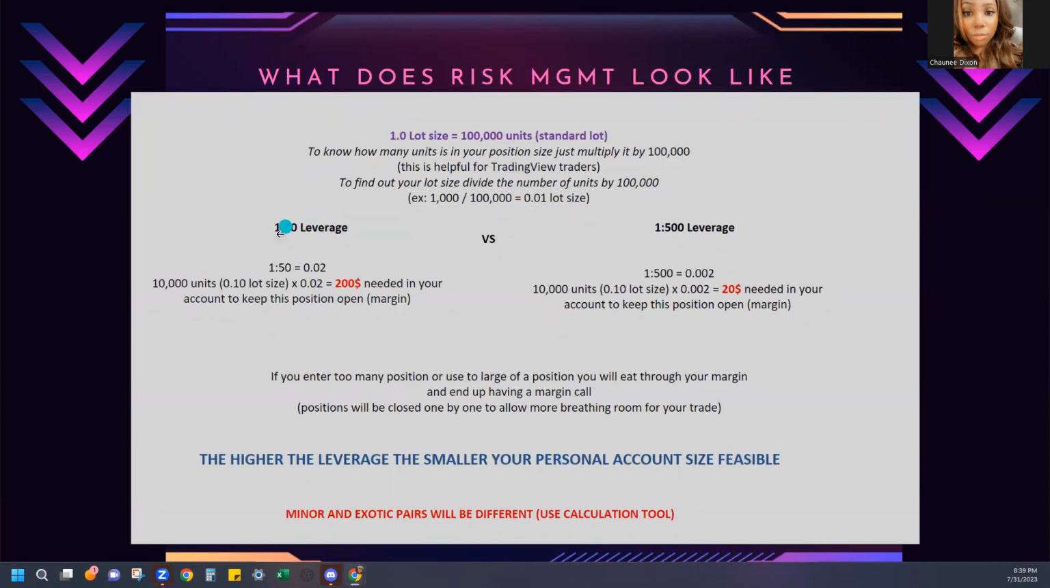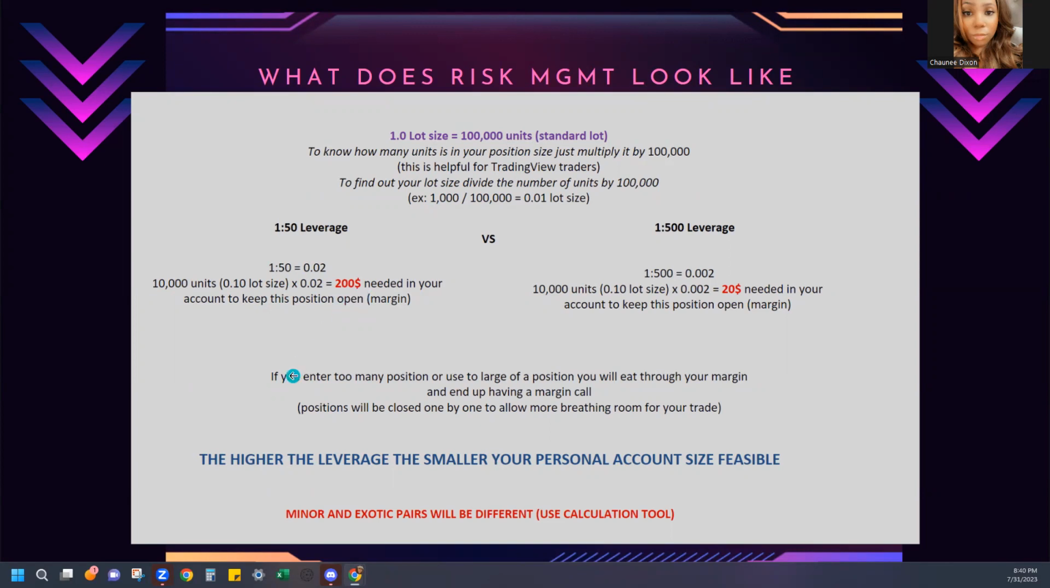When you divide, you actually divide the 1 by whatever your leverage is. So if it's 1 to 50, you divide the 1 by 50, which gives you 0.02. And then whatever lot size you want to use, multiply that by the 100K, and you'll get your units. Then you multiply the units by the leverage percentage, which is 0.02 in decimal form, and it'll tell you how much you need to have set aside for that one trade, and that will be taken out of what's called your margin.